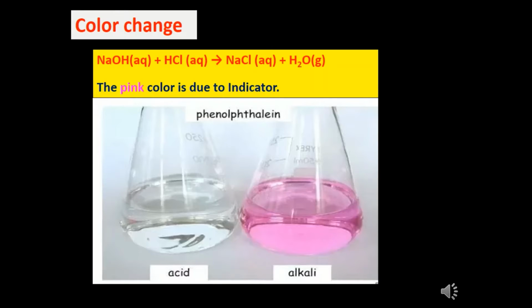In this case, the pink color is due to the indicator. When you have an acid and you put one drop of the indicator here, you will not see any color. Then you add base to it until the color changes into pink. When you see the pink color, it means the solution is basic. When you see the transparent color, it means the solution is acidic. Here on the left side is HCl, and on the right side it is sodium hydroxide. In sodium hydroxide, the indicator gives you a pink color. What is the name of this indicator? It is called phenolphthalein.